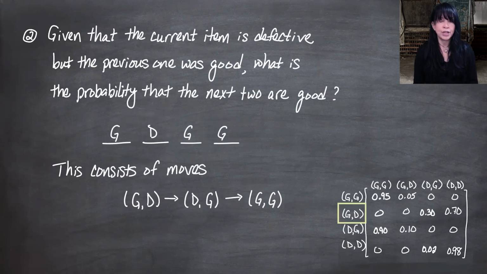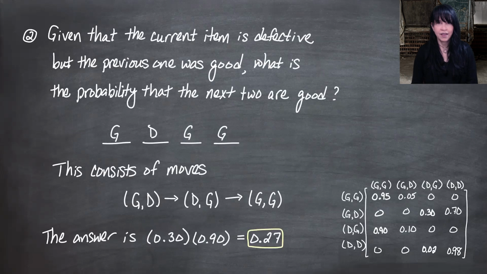So I'm going to start over here at good defective, and we have the independent increments property of a Markov chain that says that we just need to multiply the transition probability. So I'm going to go good defective to defective good and grab the probability of 0.3 right here. And then I'm going to go defective good to good good and grab the 0.9 probability right here. And we get an answer of 0.27.